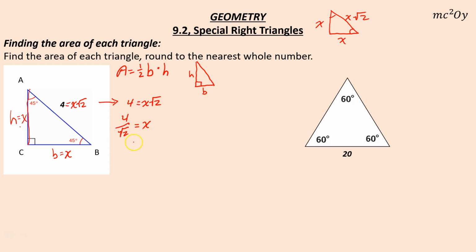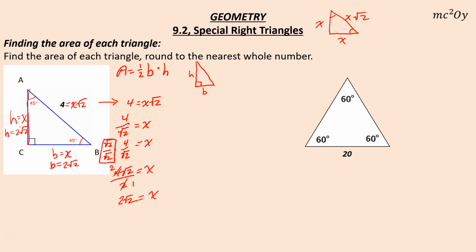Then I'm going to multiply by that number 1 again, right? So x is going to be equal to 4 over root 2 times root 2 over root 2. That's that special number 1. Hopefully you start seeing that pattern, what happens there. So x is 4 times root 2 over 2. And that actually reduces. That becomes 1, and that becomes 2. So x is actually 2 root 2. So that means our base is equal to 2 root 2, and our height is equal to 2 root 2.